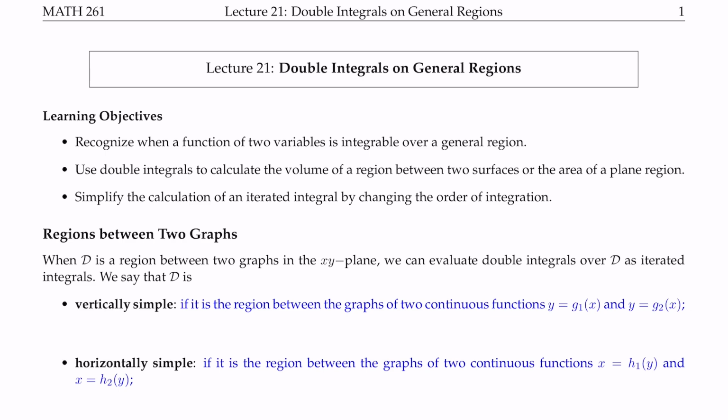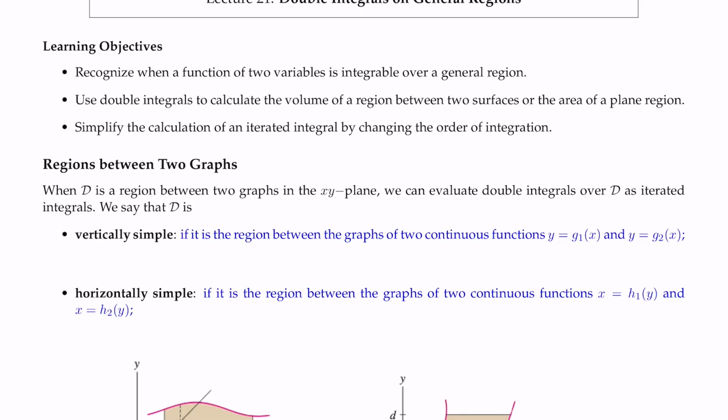In the last lecture, we encountered double integrals where you can switch the order of integration. That is, sometimes you evaluate the function with respect to x first and then with respect to y, or with respect to y first and then with respect to x. No matter what order of integration you use, the answer should be the same.